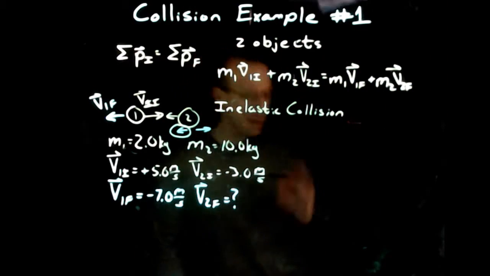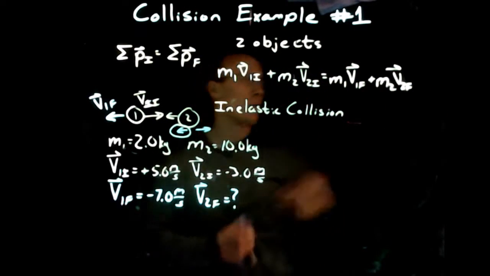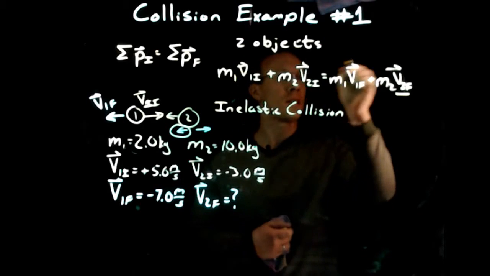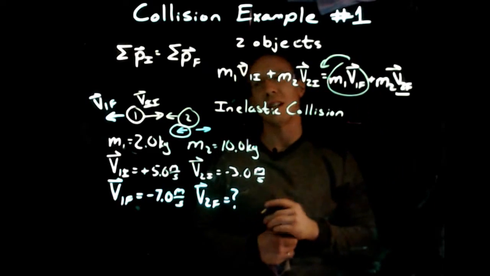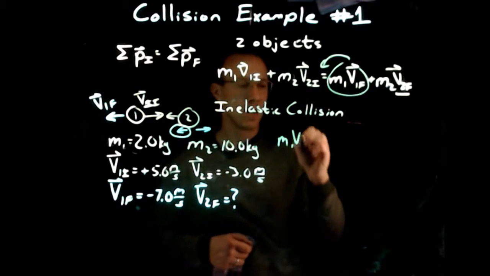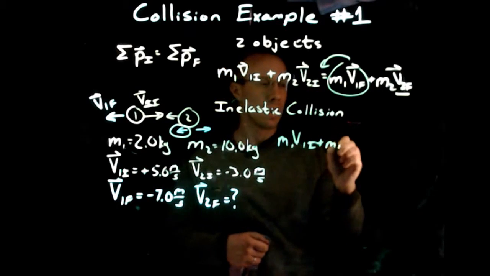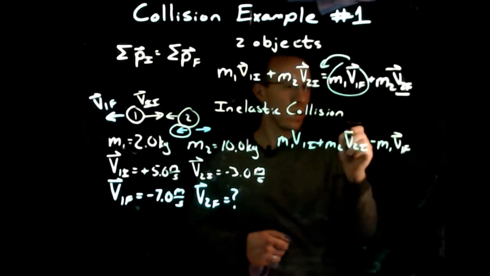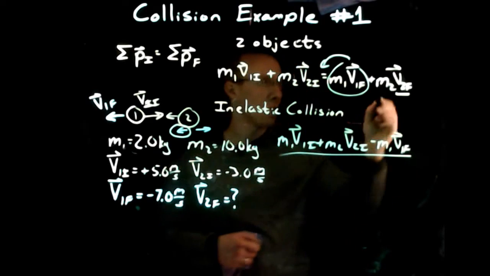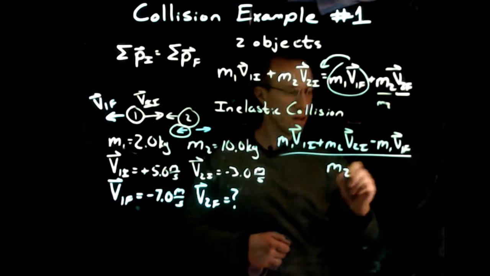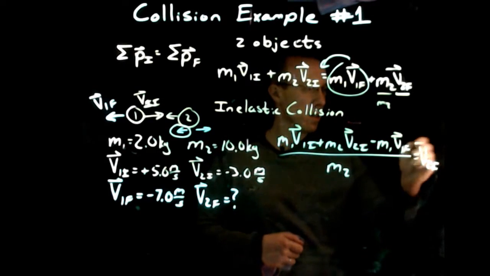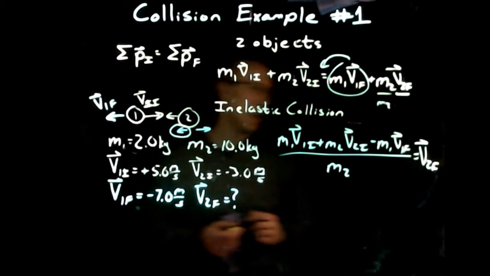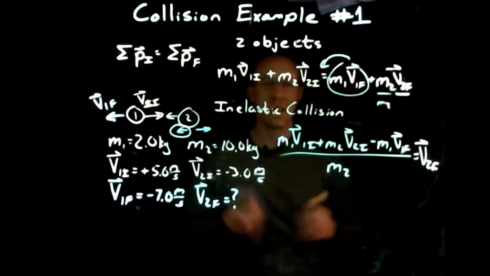So how about if I was not going to put the numbers in and I'm going to solve for V2F? First things first, I'm going to take this and take it to the other side. That would get all of our like terms on one side. All right, and then I'll divide by M2. And that would be the expression. Once again, you plug all the numbers in and you get the same exact answer.